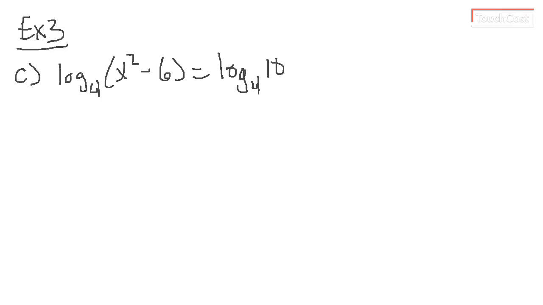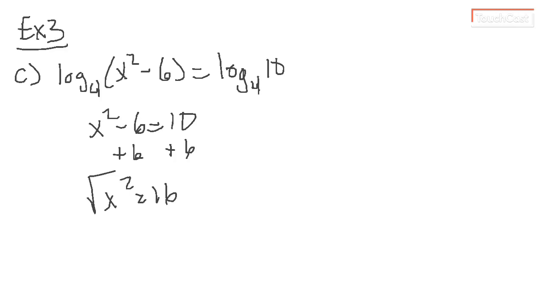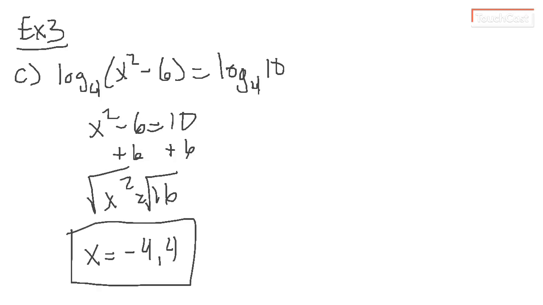So same base, we're going to set what's in the log equal to each other. We've got x squared minus 6 equals 10. So we are going to add 6 so we can solve this for x. So we're going to get x squared equals 16, and if we take the square root of both sides, we're going to find that x is equal to negative 4 and positive 4 because the square root has both a positive and negative answer.